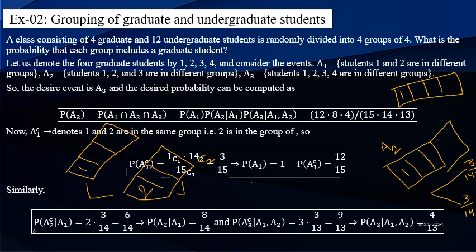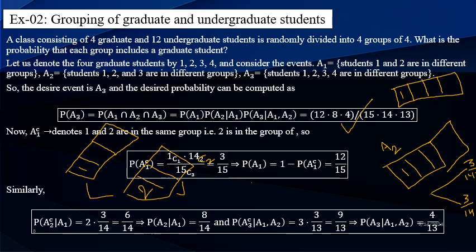Likewise, we can also compute. You are getting the probability of A2 complement given A1, and by using this you can get the probability of A2 given A1. It is 1 minus 6 by 14, which is 8 by 14. Likewise, the probability of A3 given A1, A2 is 4 by 13. So what is the desired solution? Multiply all these probabilities and get the desired solution.